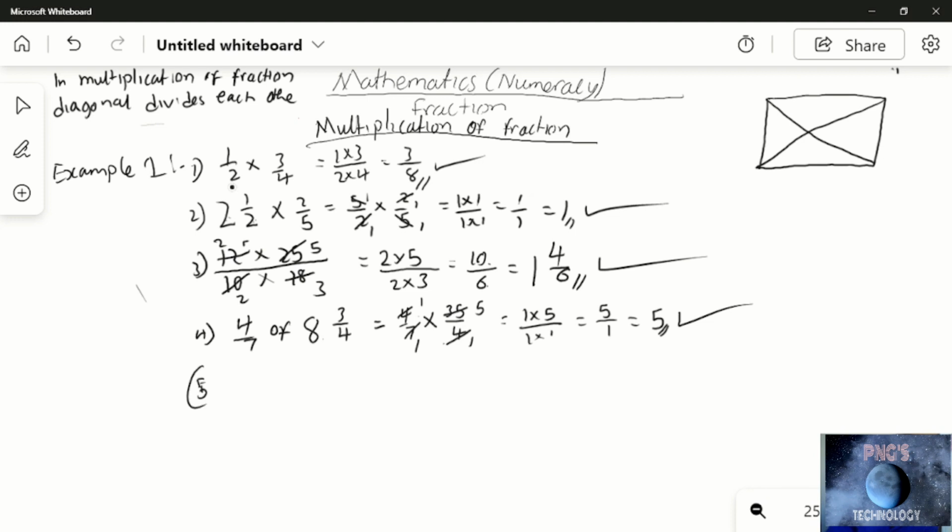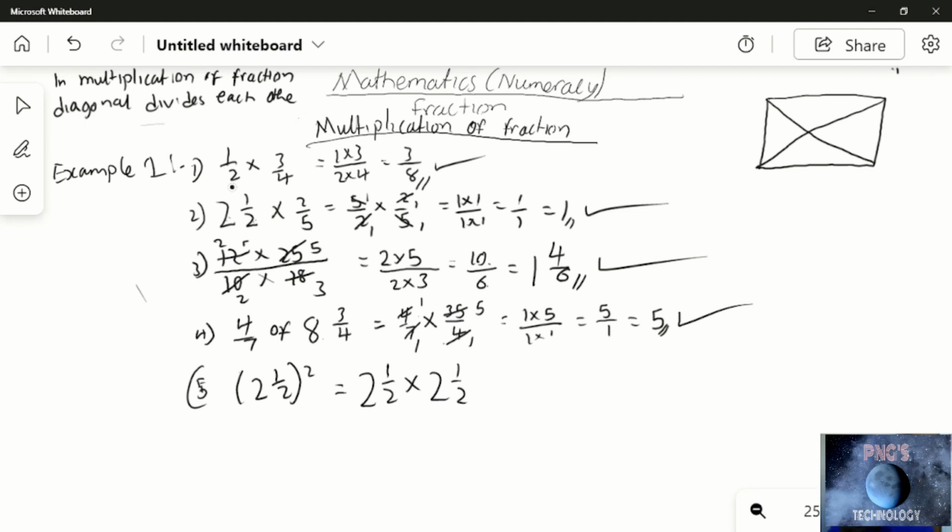So in question 5, we are given 2 whole number 1 over 2 all squared. So square means it should appear twice. So this means 2 whole number 1 over 2 times 2 whole number 1 over 2. That is the meaning of all squared.